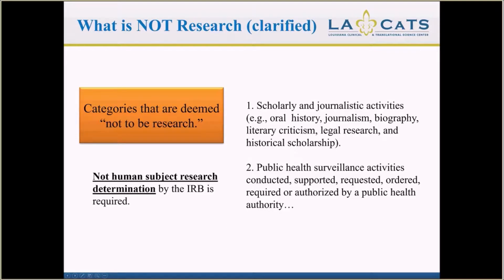Also clarifying what is not research in the new common rule. Scholarly journal activities and public health surveillance activities are no longer considered research. However, you're going to want to be sure that you get a not for human subjects research determination by the IRB, because many journals will not publish your publication if you do not have that documentation.